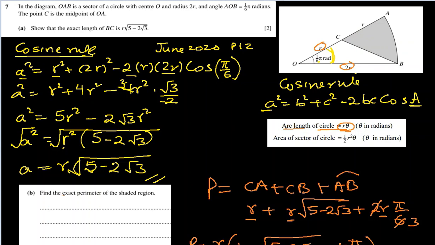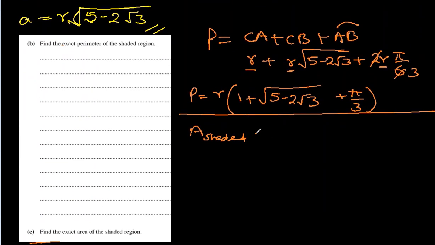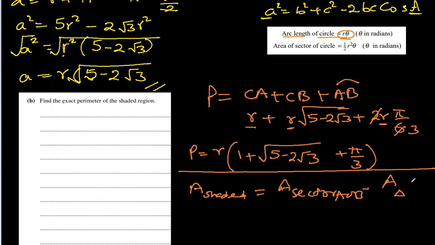Let's find the area of the sector first. So area of the sector AOB minus area of the triangle COB.